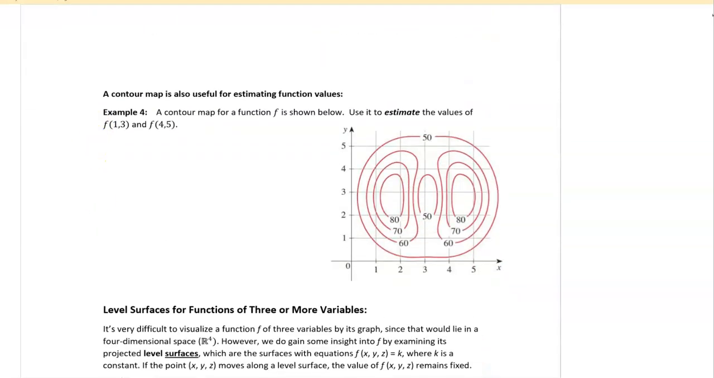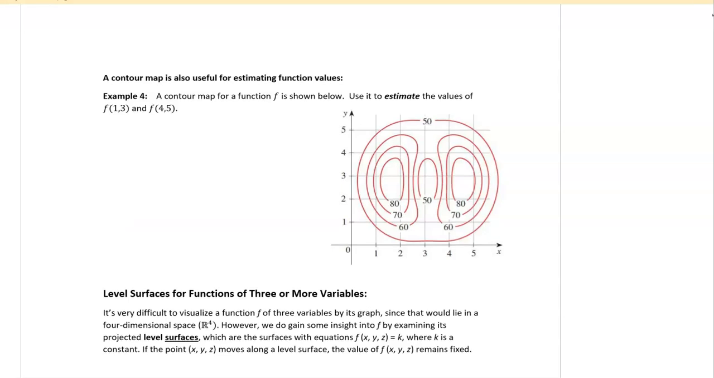All right, let's talk about some useful contour maps. A contour map is also useful for estimating function values. Example 4 says a contour map of a function f is shown below. Use it to estimate the values of f of 1, 3 and f of 4, 5. Remember that f of 1, 3 is an ordered pair, 1, 3, being plugged into this function.